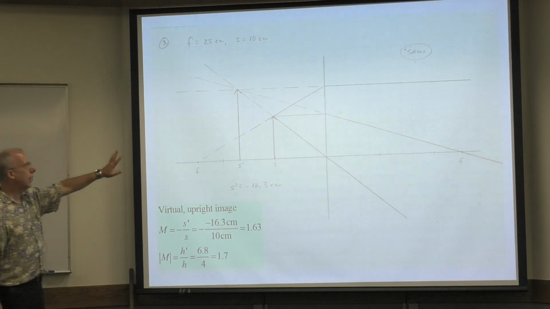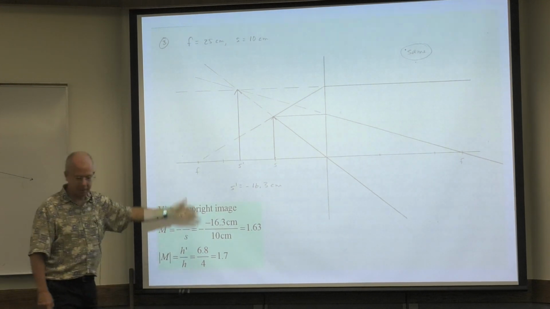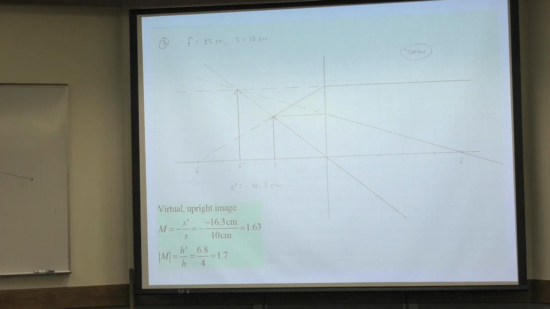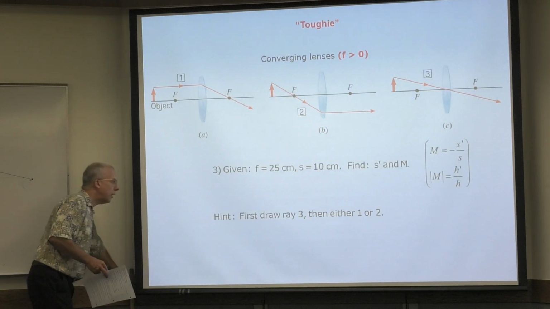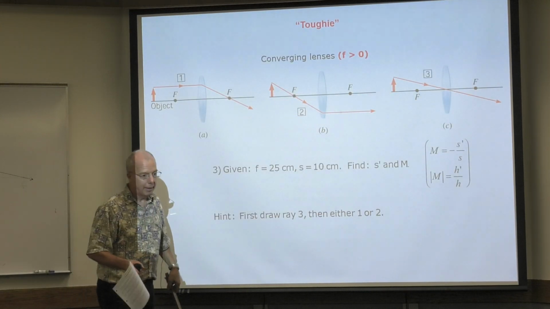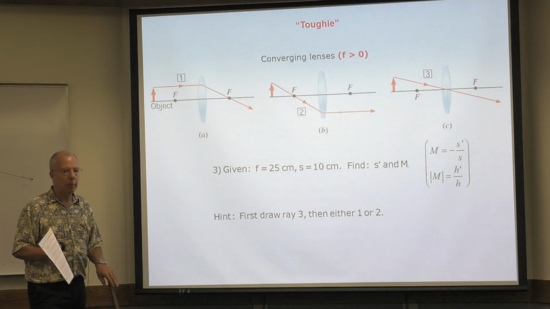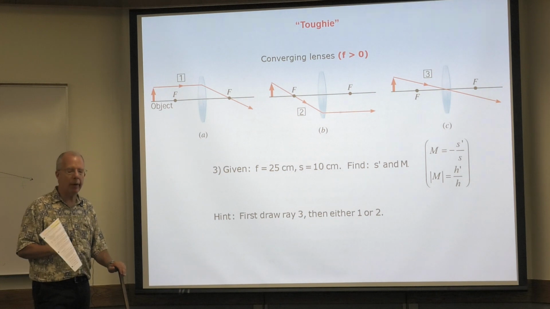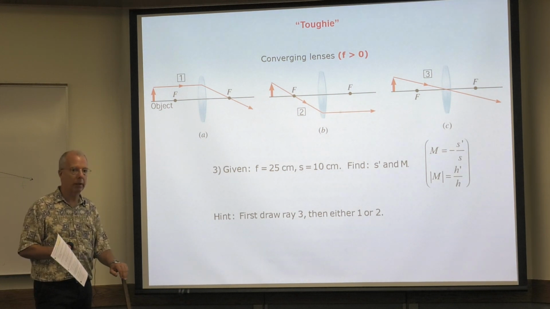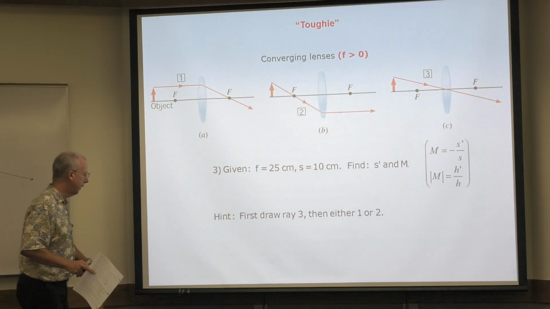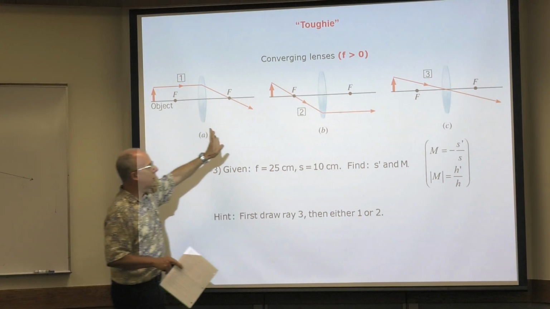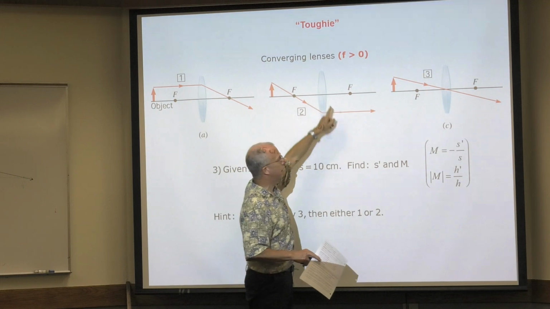So again, this is the tough one. Make sure you can do this. It's challenging. All right, so those were all converging lenses. Oh, by the way, keep these ray tracings because we're going to do the same 3 ray tracings with the equations later on. So keep them. All right, so these 3 examples were converging lenses.